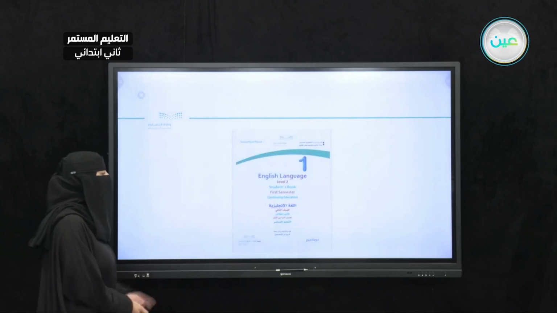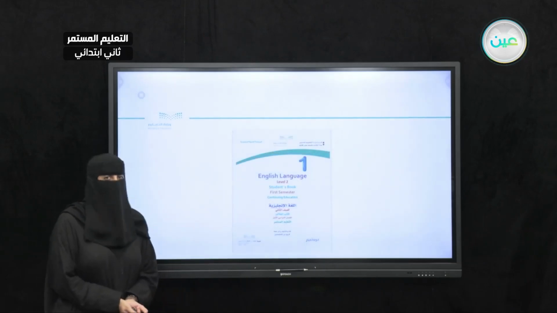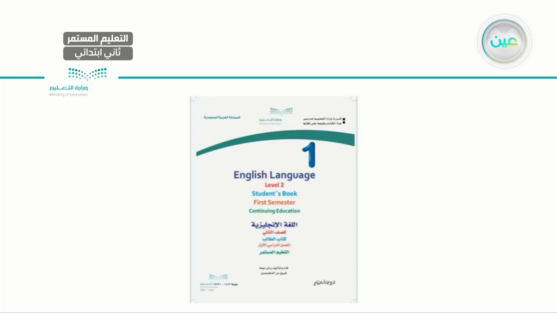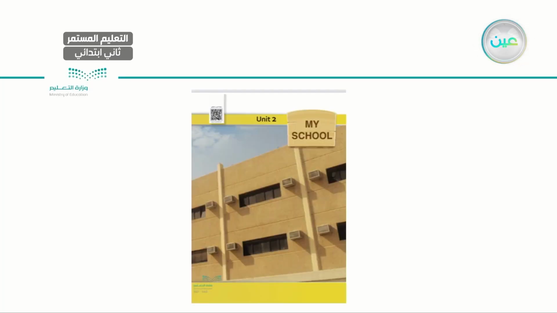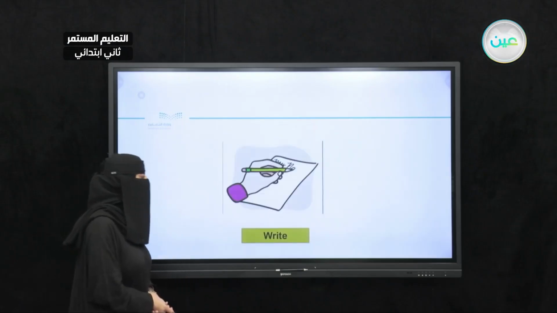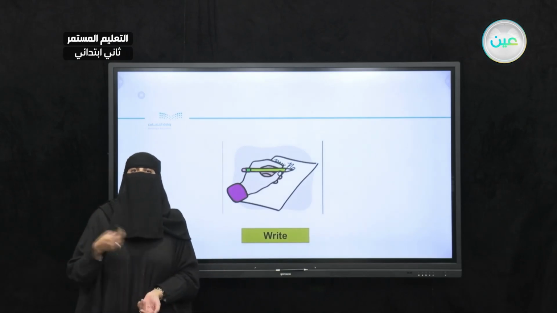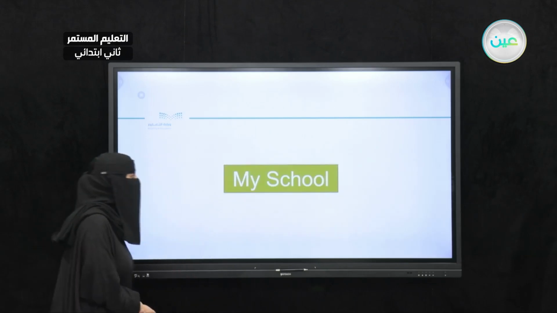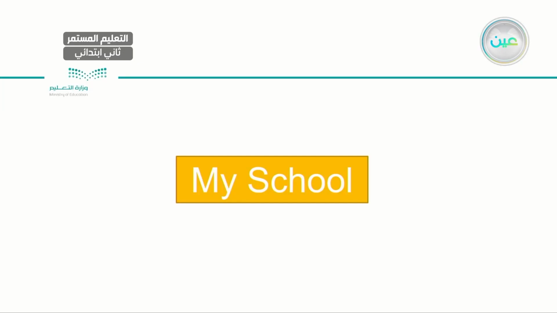So let's start. This is the cover of your book. Make sure that you have the hard copy or at least have an electronic copy of your book. This is the cover of Unit 2. As you can see, we have a barcode at the top left corner. You can scan the barcode in case you want to download further information for this unit. In this unit, inshallah, we will write and also we will read together. This is the name of the unit. It's called My School.